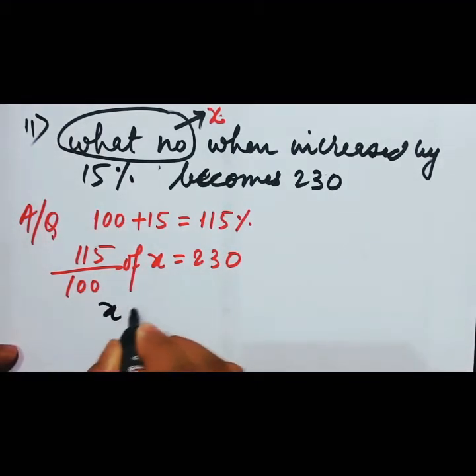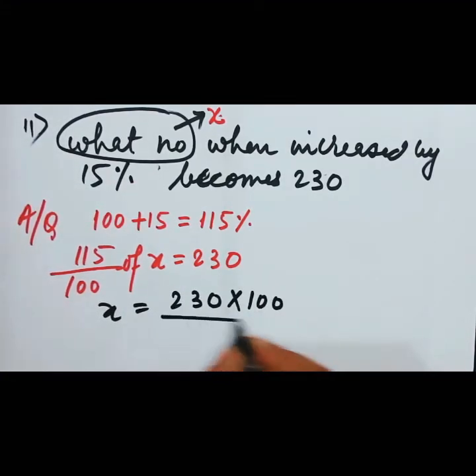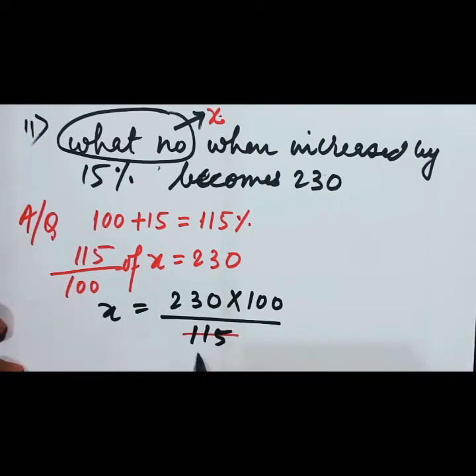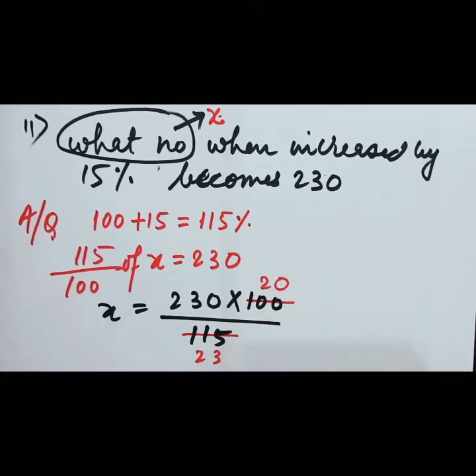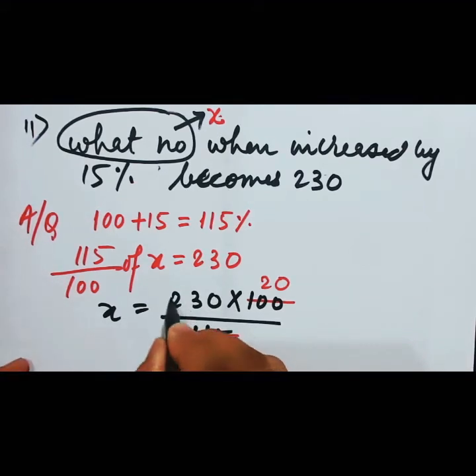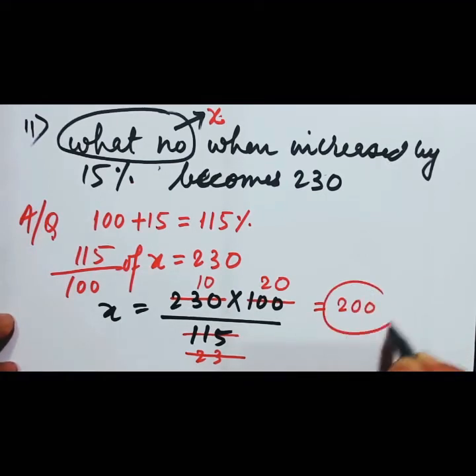So the value of x will be equal to 230 multiplied by 100 divided by 115, and next is your cancellation method. You people can cancel it like anything. Let's do that part also. 5 2 times, 5 3 times. Okay, 5 2 times 0, 23 will get cancelled. 23 10 times will be equal to 200 as your final solution.